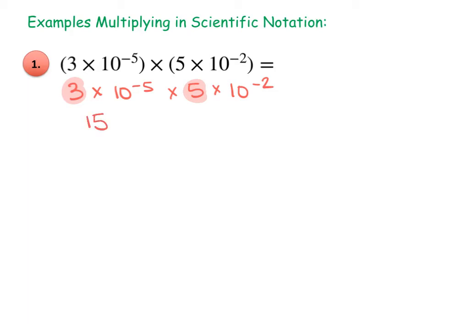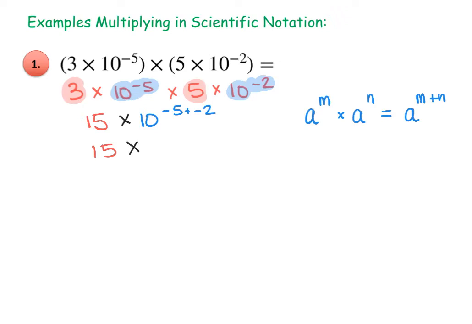And then I can look at my exponents here. I've got 10 to the negative 5, and I've got 10 to the negative 2. So notice that I have two exponents with the same base. So we can recall the product rule that we've learned, which is a to the power of m multiplied by a to the power of n. We would just add our exponents. So a to the power of m plus n. So in this case, we've got 10 to the power of negative 5 plus negative 2, which gives us 15 times 10 to the power of negative 7. So now I've got 15 times 10 to the power of negative 7.